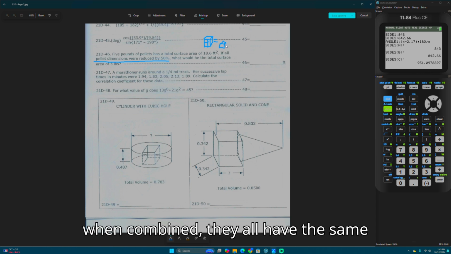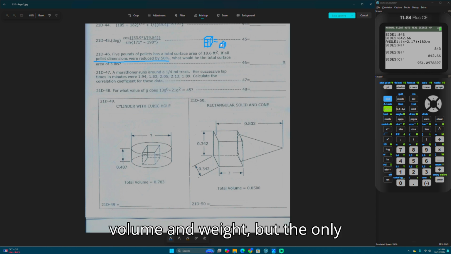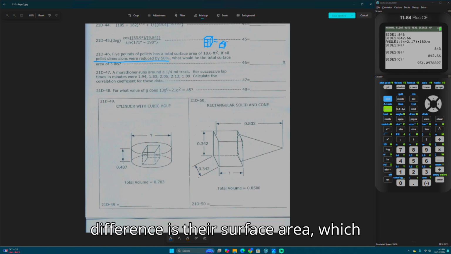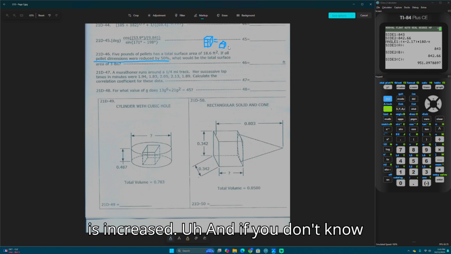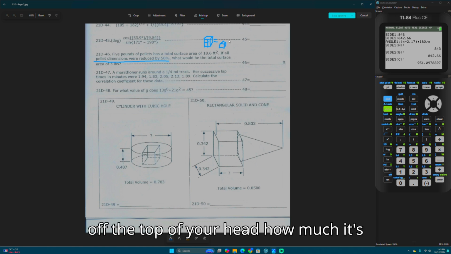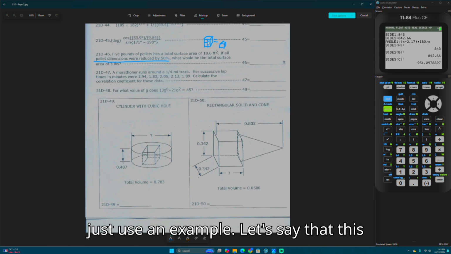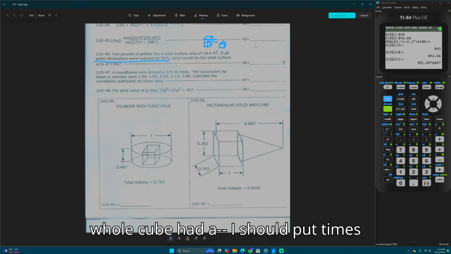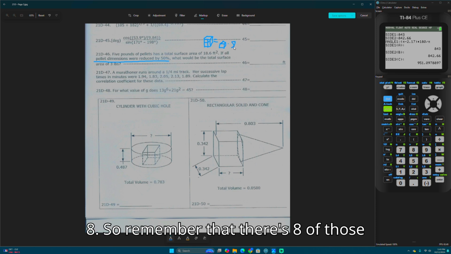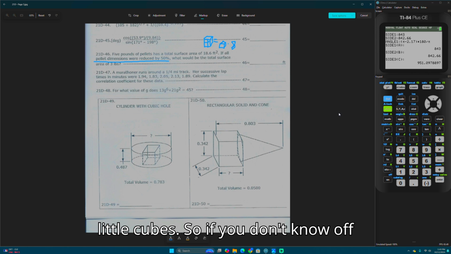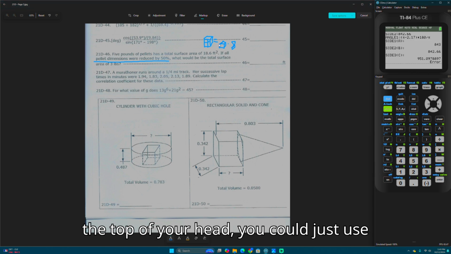But when combined, they all have the same volume and weight, right? The only difference is their surface area, which is increased. And if you don't know off the top of your head how much it's increased by, which I didn't, we could just use an example. Let's say this whole cube had, and also I should put times 8, so you remember that there's 8 of those little cubes.